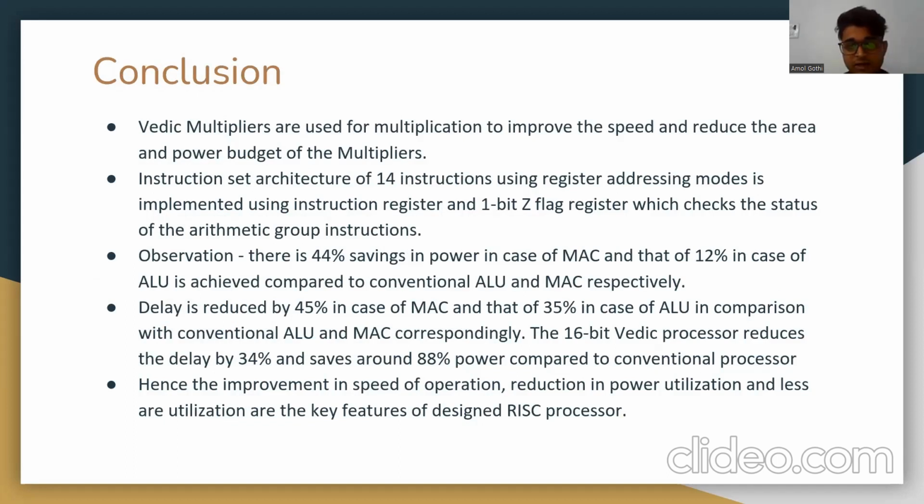In conclusion, we can say that there is 44% saving in power in case of MAC and 12% in case of ALU for the Vedic processor, and delay is reduced by 45% in case of MAC and 35% in case of ALU in comparison with conventional ALU and MAC. Hence, the 16-bit Vedic processor reduces the delay by 34% and saves around 88% power compared to the regular processor. We can say that Vedic multipliers are used for the multiplication to improve the speed and reduce the area and power budget of the multiplier.